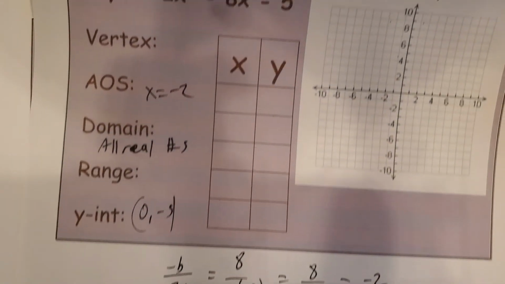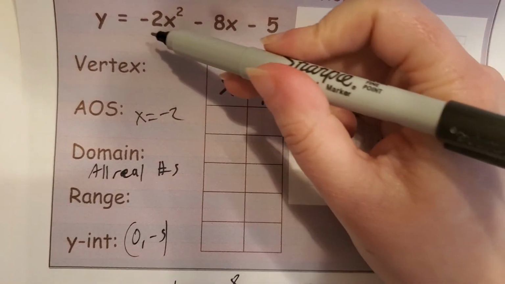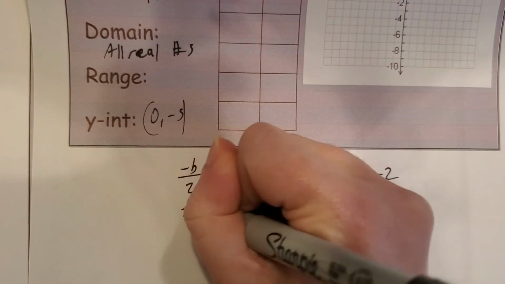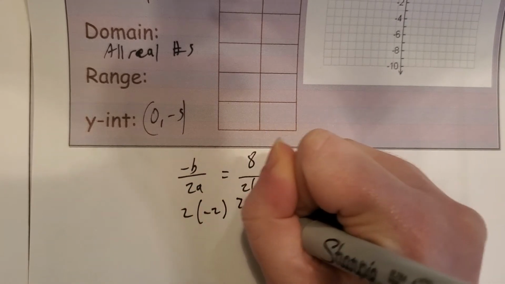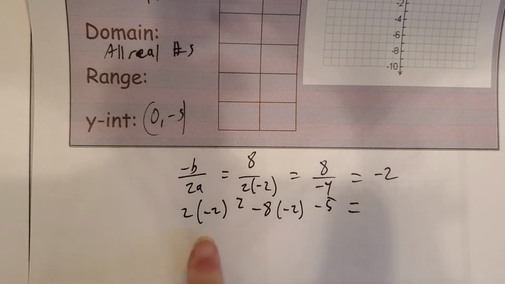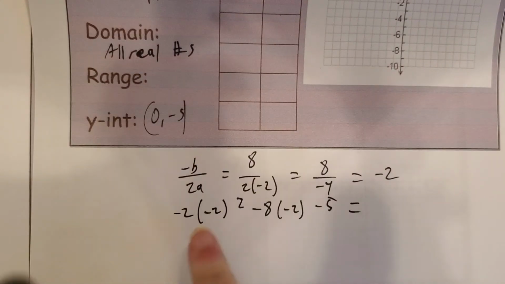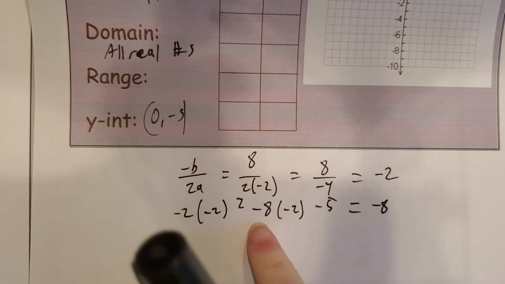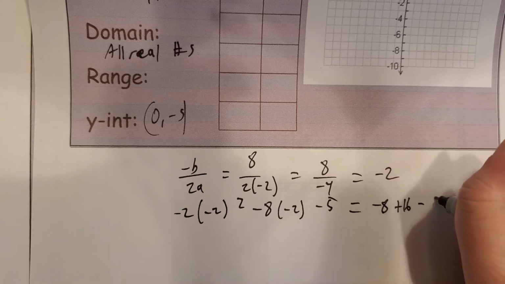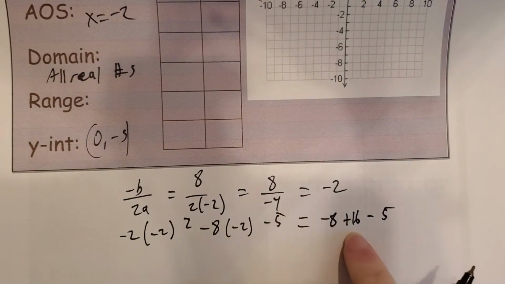Now we're going to take that and plug it into here everywhere we see x. So 2 times negative 2 squared minus 8 times negative 2 minus 5. Negative 2, I forgot the negative. Negative 2 squared is 4 times negative 2 is negative 8. Negative 8 times negative 2 is positive 16 minus 5. So this is 8 minus 5, which is 3.